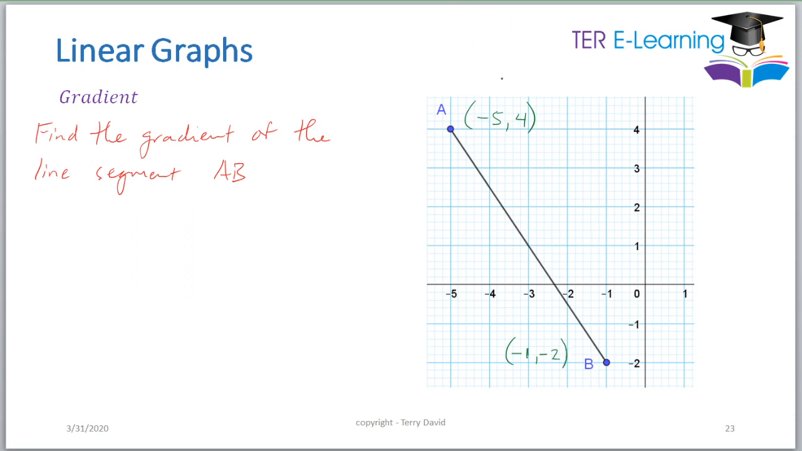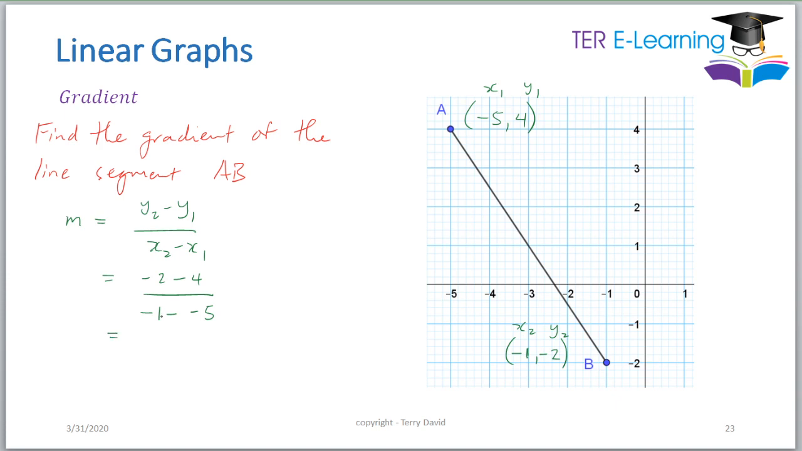Next, we need to label what is x1. So this is x1, y1, and I'm going to call this x2, y2. Now you all have a choice. The calculation may be slightly different, but you should get the same answer in the end. First, we write down the gradient formula: y2 minus y1 over x2 minus x1. In this case, it's minus 2 minus 4 all over x2, which is minus 1, minus 5.